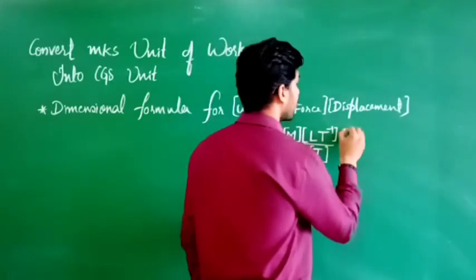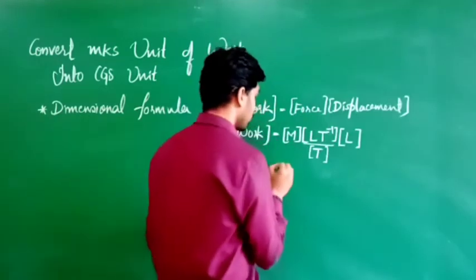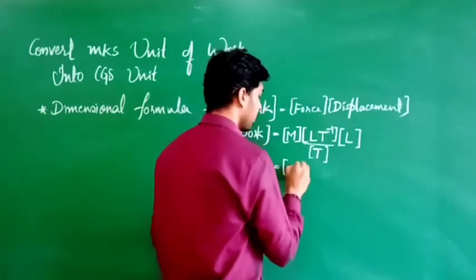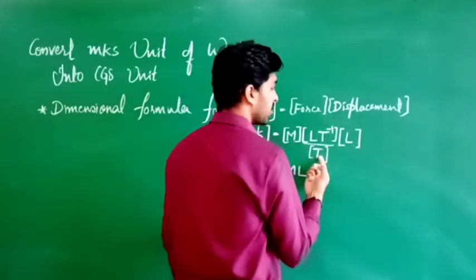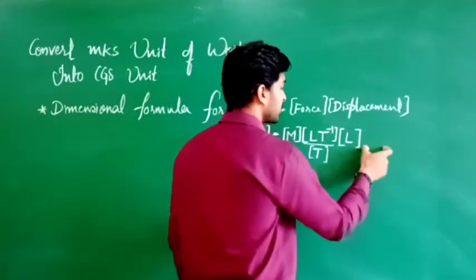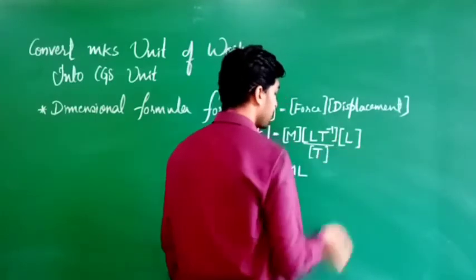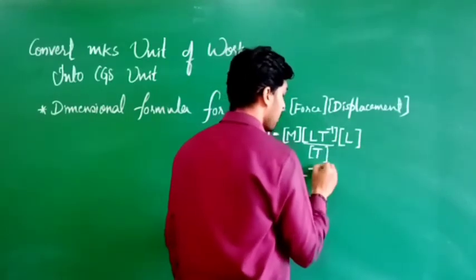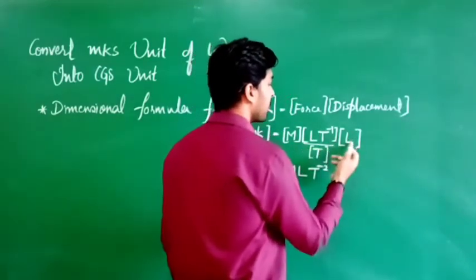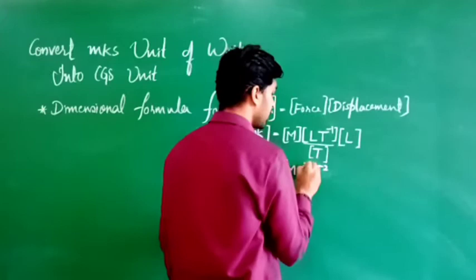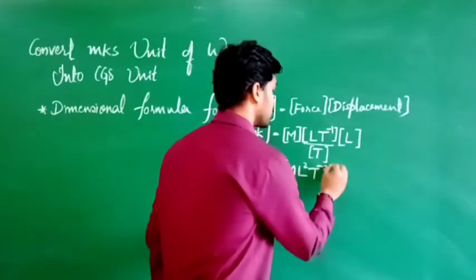Into what we are having? Displacement, that is nothing but length, capital L. So what can I write here? M L T power minus 1. Here I have one more T. If this T goes to the numerator, it will become T power minus 1. T power minus 1 into T power minus 1 will give me T power minus 2. Next, here I have one L and here one L, that's why it will become L square. Correct? M L square T power minus 2.